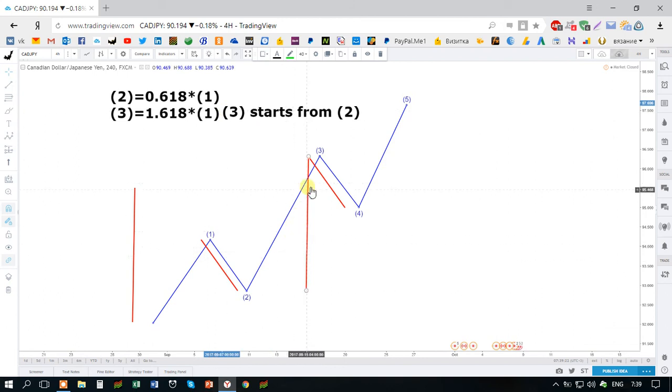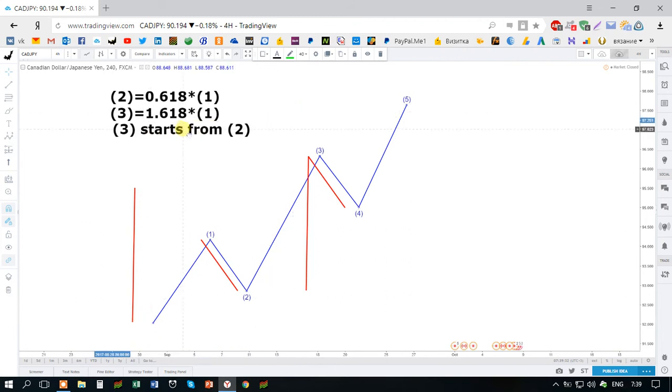So if you want 1.618 of wave 1, you should start from 2. You should not start from 0 again. 3 starts from 2. This is another thing. The most common mistake is this, that you start from 0 and you have 1.618 here. It should start from 2. Fib expansion.